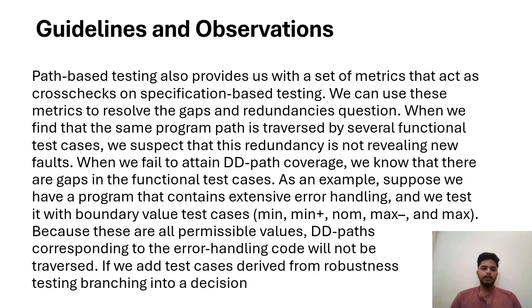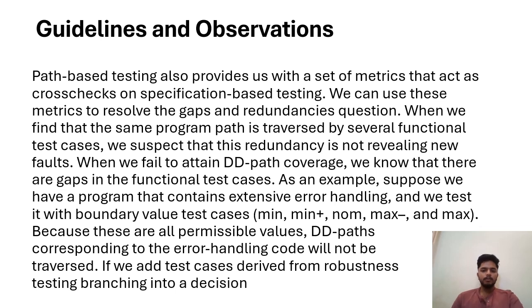Guidelines and observation. Path-based testing also provides us with a set of metrics that act as cross-checks on specification-based testing. We can use these metrics to resolve the gaps and redundancies question. When we find that some program path is traversed by several functional test cases, we suspect that this is redundancy and is not revealing new faults. When we fail to attain DD path coverage, we know that there are gaps in the functional test cases.